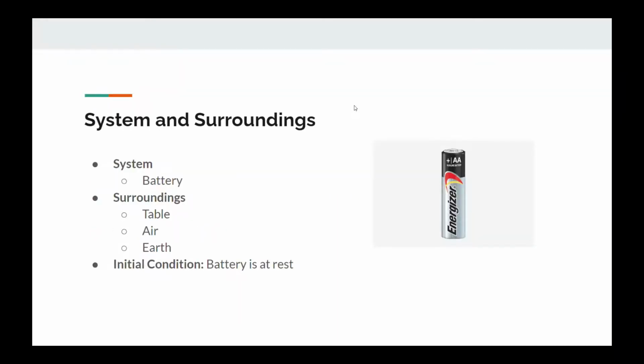So the system and surroundings. The system is the battery in this experiment. The surroundings would be the table, the air, the earth, and basically everything else in the universe. For the initial conditions, the battery is at rest.